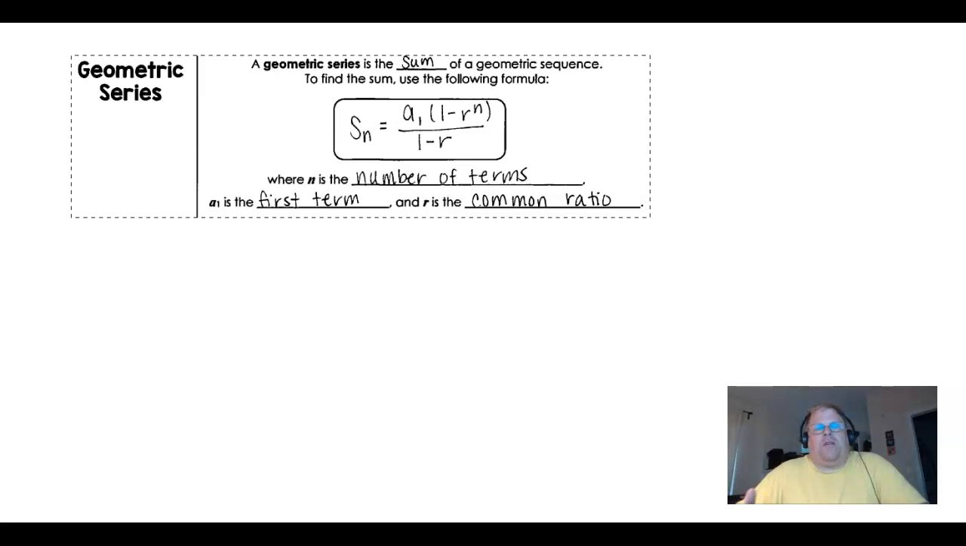Alright, so we have been talking about arithmetic sequences, arithmetic series, geometric sequences, and now we're finally on our last part, which is geometric series. So now we're going to start adding things up, and we're using ratios to get to our different terms. So you can imagine that these numbers are going to be a little bizarre.